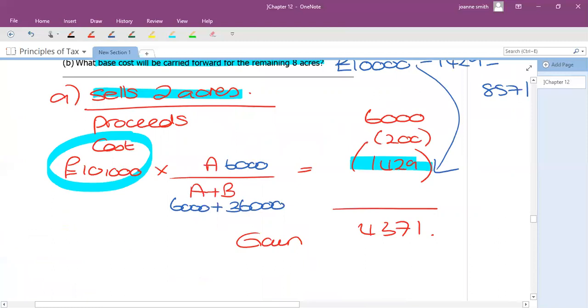Okay, so if ever you see an exam question where it talks about some land, the likelihood is that you're going to be dealing with a part disposal.